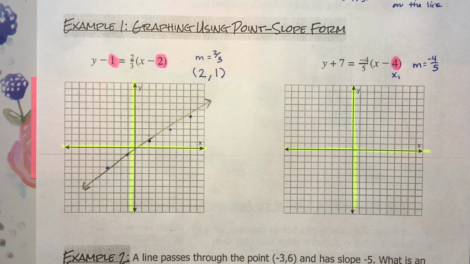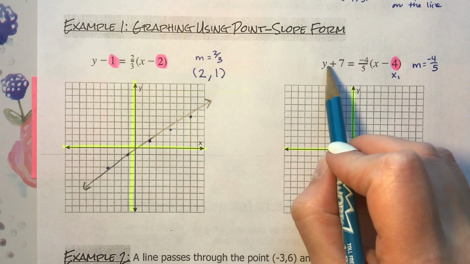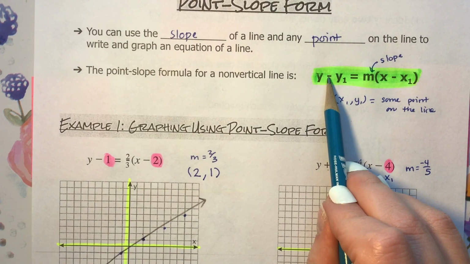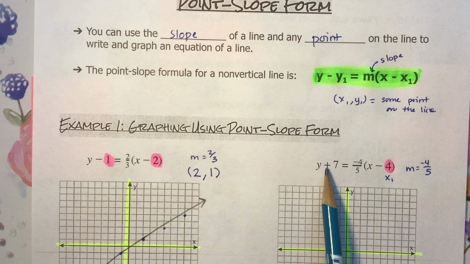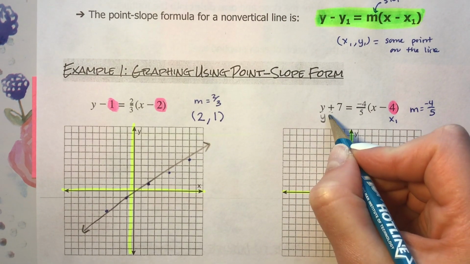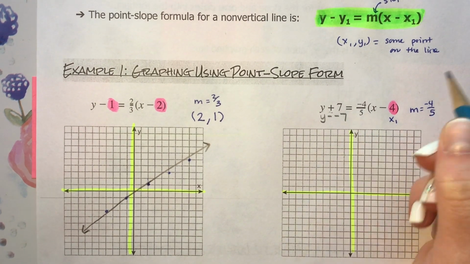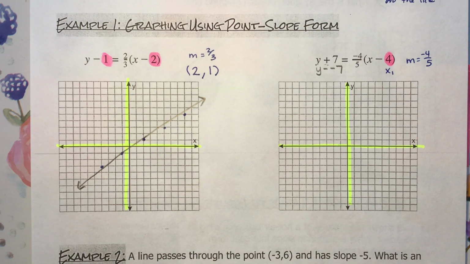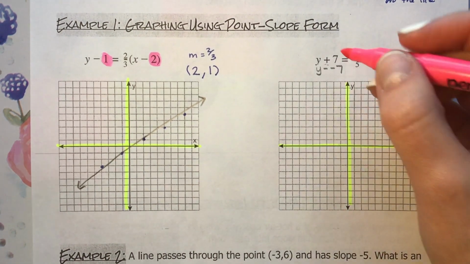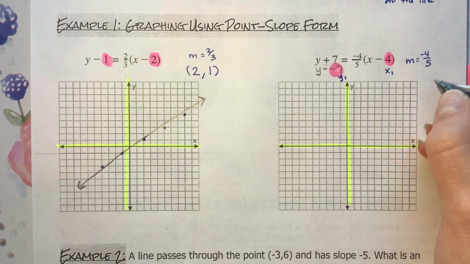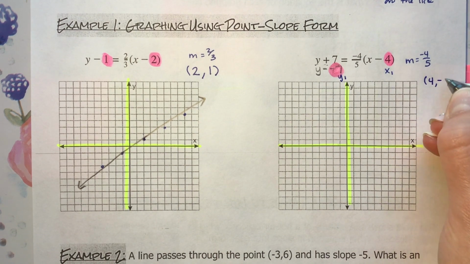And what might be helpful is if we rewrite the last part, because notice how this says plus, but in my formula I have a minus. So how could I change a plus sign to a minus sign? Well, I can say, oh, this is actually y minus -7, because two negatives form a positive. So if I rewrite it, then now I can see, oh, my -7 is actually what my y sub 1 is. So now my coordinates are 4, -7.